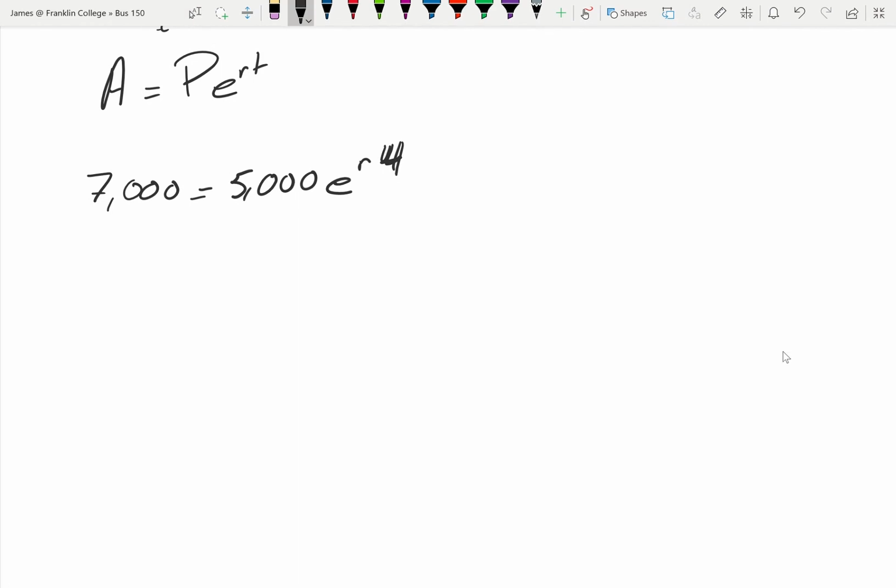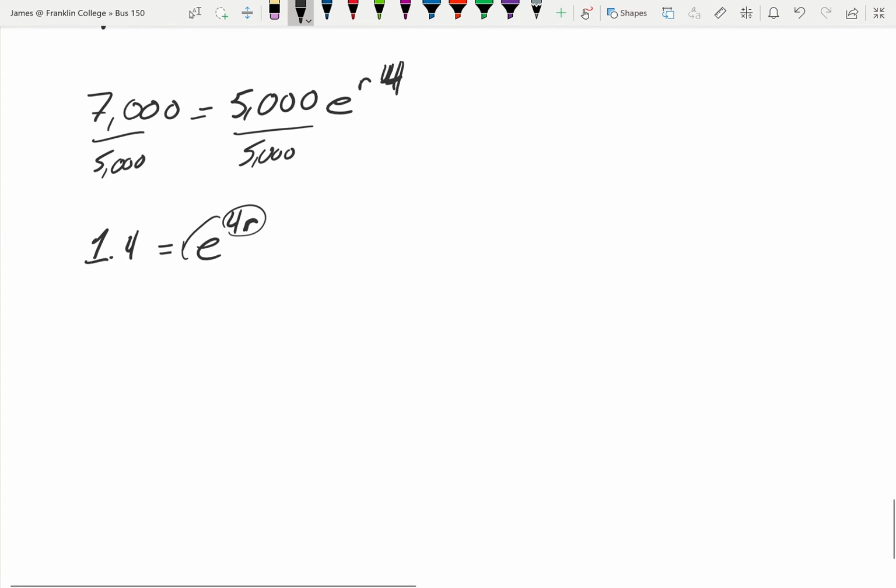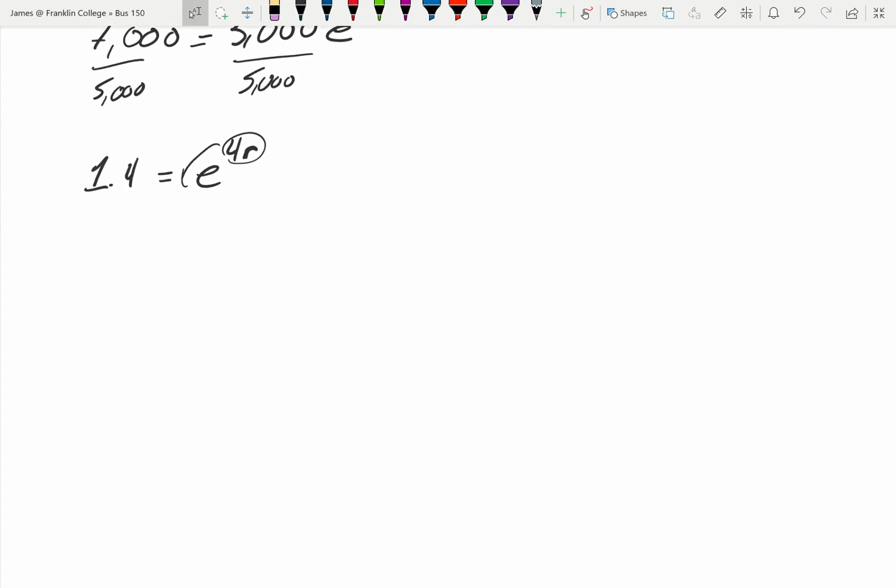Alright, so first what we're going to want to do is divide both sides by 5,000 to get that E to the RT all by itself on the right hand side of the equation. And we are going to get 1.4 equals E to the 4R. And now we are going to want to pull this exponent down out front. So just like in the last example, where we took the natural log of both sides to pull the exponent down towards the front, we're going to do the same thing again.